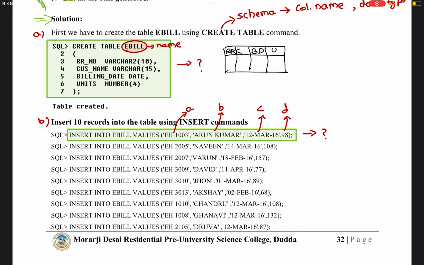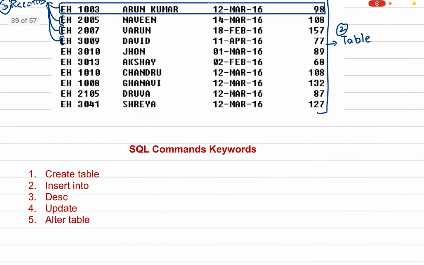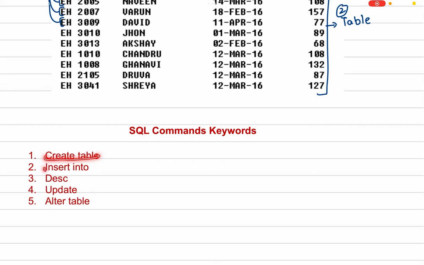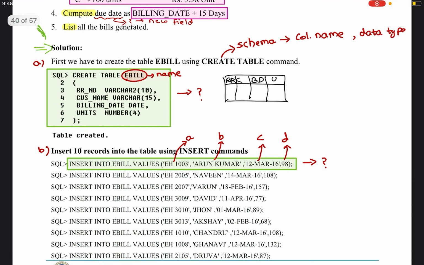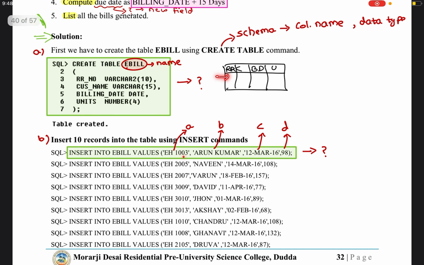Now insert into. I told you, create table, table name, insert into table name. We'll see the basics. Now we are inserting some values in the table, so these will be inserted into this table. What is A, B, C and D? Tell me what is A, B, C and D.